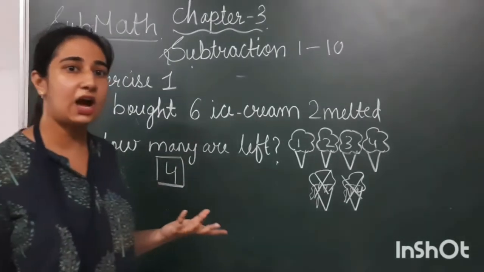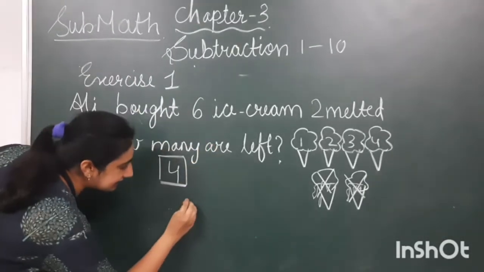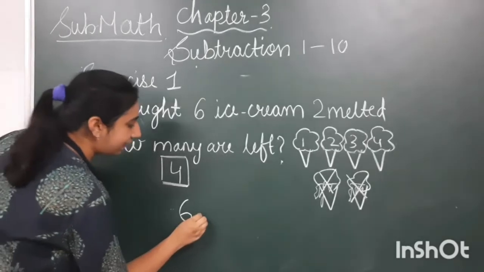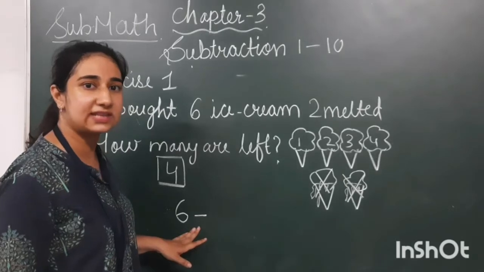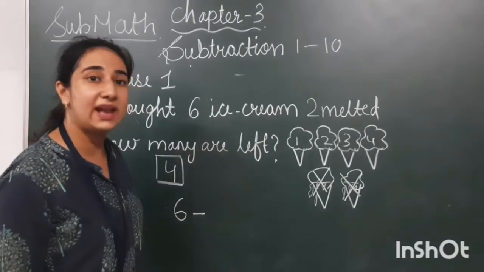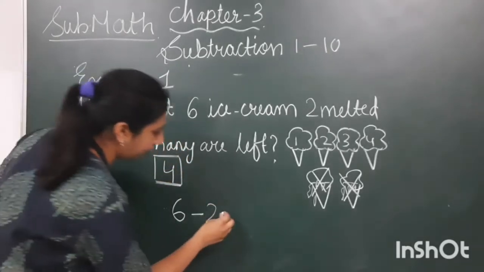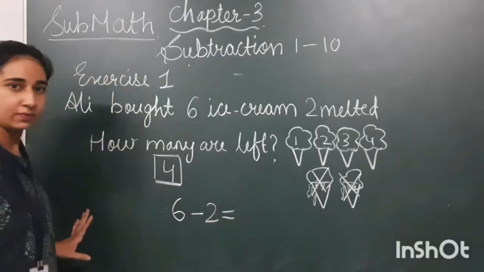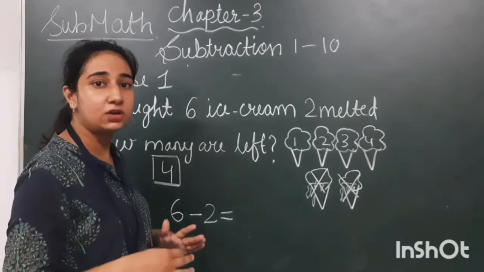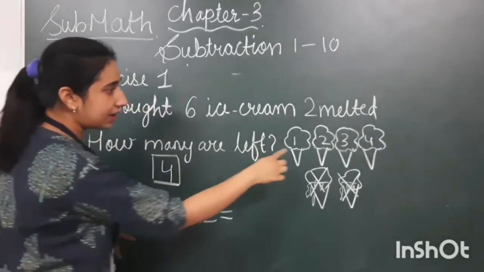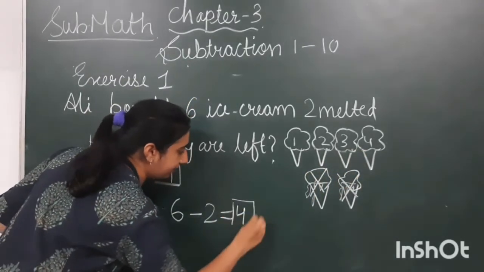Okay, and another manner of writing is, see, first of all Ali was having 6 ice creams, so I will write 6 here. Then I will put a sign of minus. As I told you, when we do subtraction, we have to put the sign of minus. Then how many melted? 2. 6 minus 2. We'll put the sign of equals to. And then I will write the answer. As I told, we have to write the answer after the equals to sign. How many remaining? 1, 2, 3 and 4. 4 are remaining with him.